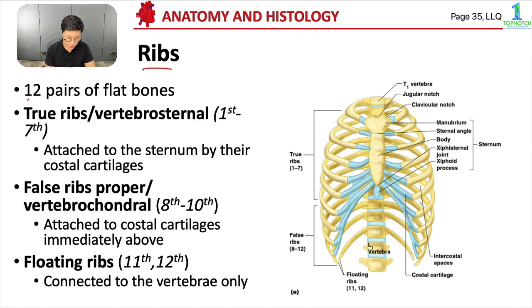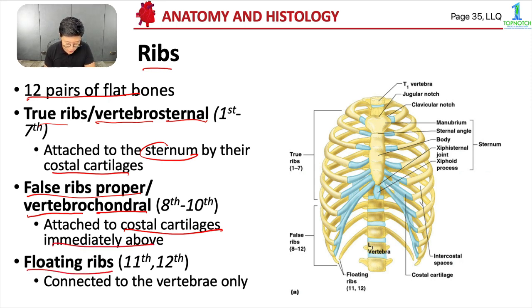Next, you have the ribs, which are 12 pairs of flat bones. You have 3 classifications. You have your true ribs or your vertebrosternal ribs. You have your false ribs proper, which are your vertebrochondral ribs, and your floating ribs. Kaya siya true ribs kasi they are attached to the sternum by their costal cartilages. Kaya siya vertebrosternal. So from the vertebral column to the sternum. Yung false ribs proper, kaya siya tinawag na vertebrochondral kasi they are just attached to the costal cartilages of those ribs immediately above. And yung floating ribs, they're only connected to the vertebrae. So the 1st to 7th are true ribs, the 8th to 10th are your vertebrochondral, and your floating ribs are your 11th and 12th ribs.